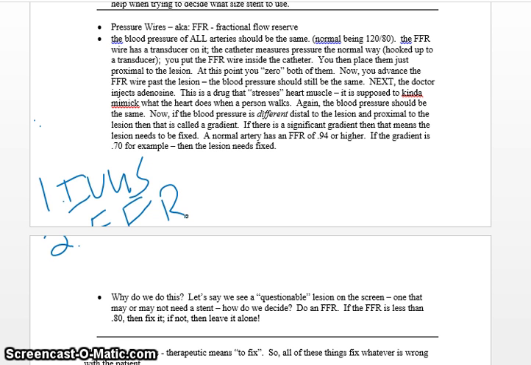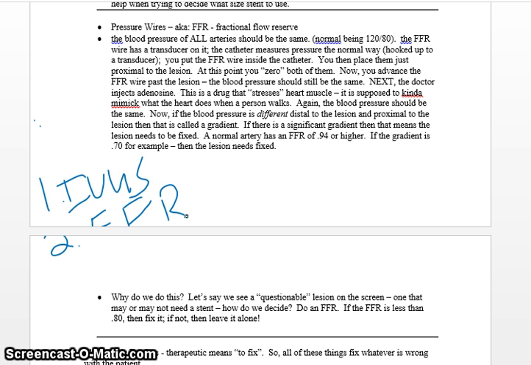FFR is also known as the pressure wire. FFR stands for fractional flow reserve. The blood pressure of all arteries should be the same, no matter where they're located in the body. Of course, normal being the average normal, 120/80, give or take, depending on the person.